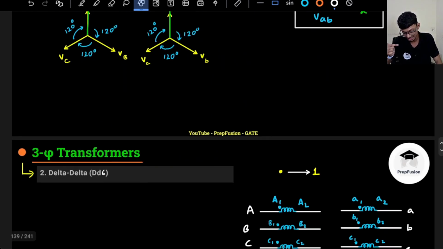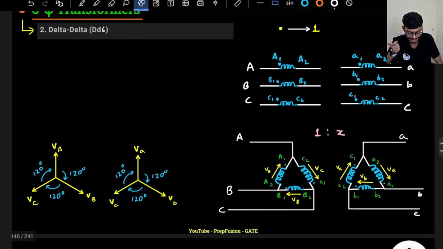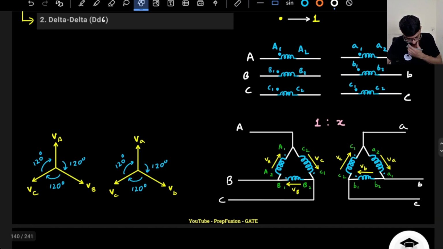Let's now come to the second case, that is DD6. There will be a phase shift of 180 degrees. The circuit diagram may look a bit wrong at first, but the circuit diagram is correct.